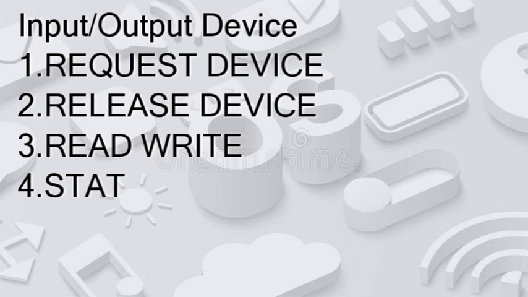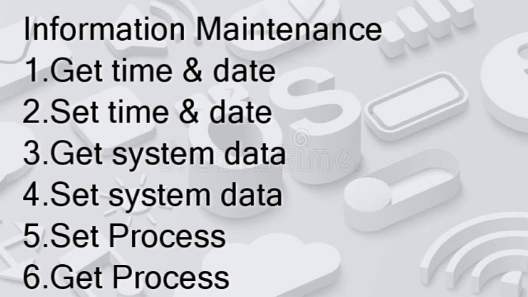The last one that we have is information maintenance. Now what will it do? Get time and date, set the time and date, get system data, set the process, get the process. So these are some of the calls that are provided with the operating system and how the system calls it. Basically, it is an instruction provided to the user so that it can interface with the operating system.